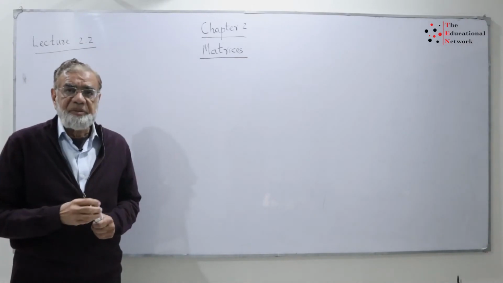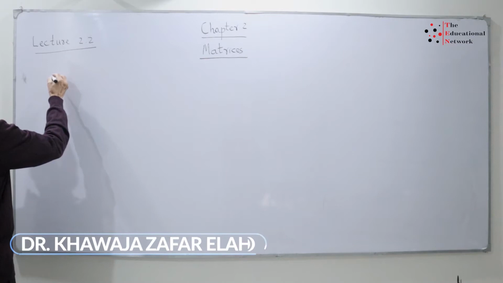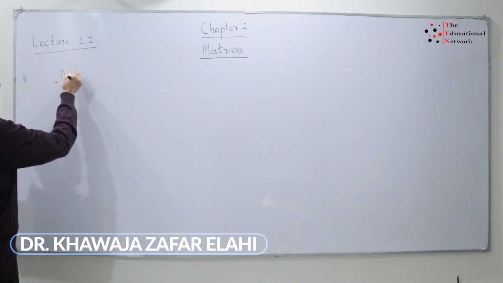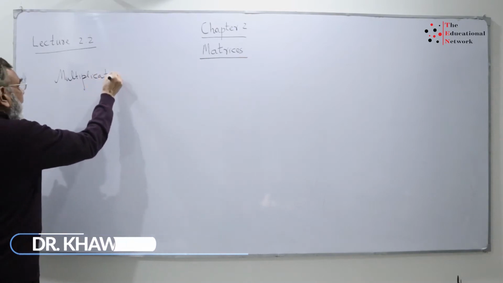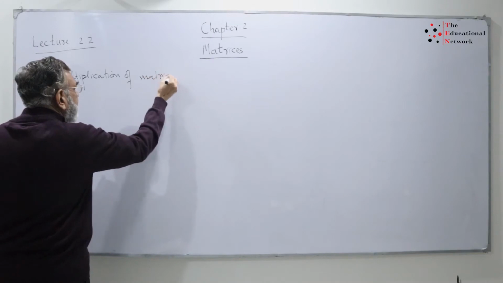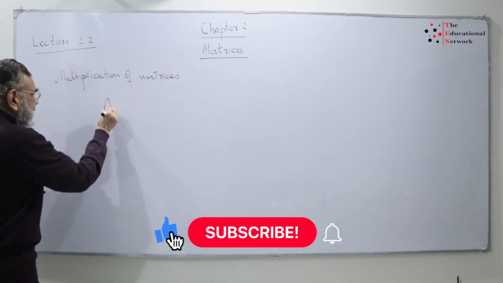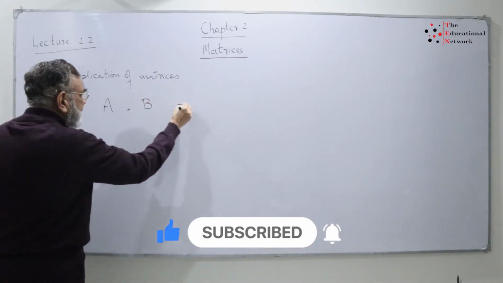So we are going to discuss the multiplication of the matrix. That's my next property. We write here multiplication of the matrix. We have two matrices, A and B. I want to multiply them, and we get here matrix C.